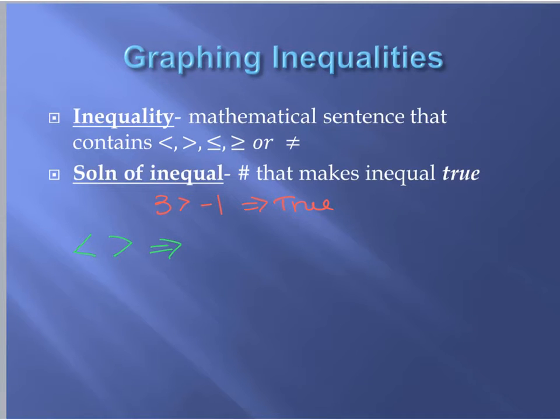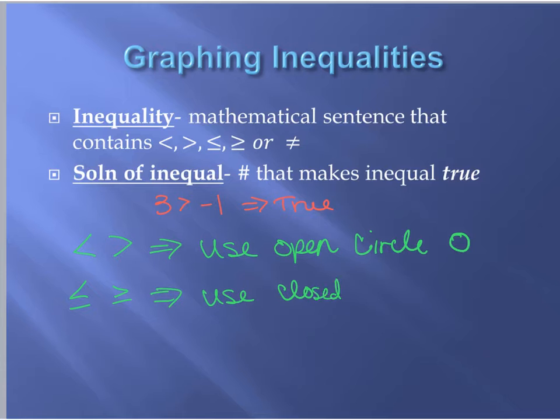symbol, we are going to use an open circle on the number. An open circle looks just like this. If we use the inequality less than or equal to or greater than or equal to, we're going to use a closed circle, and I'm going to show you what these look like in a second, but a closed circle is nothing more than something that looks like this. So let's go ahead and take a look at a couple examples.